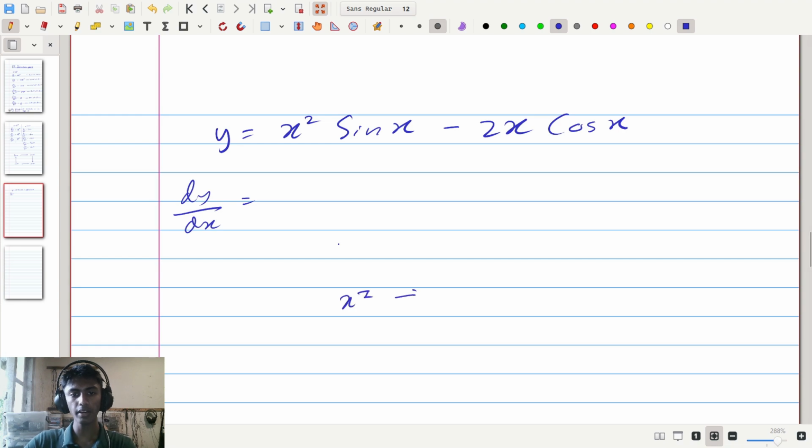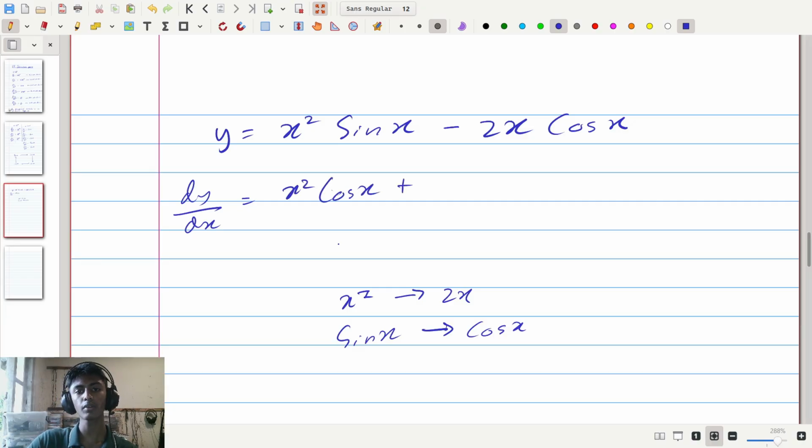X squared when differentiated becomes 2x, and sine x when differentiated becomes cosine of x. Recall that in the product rule, if we have f of x times g of x, its derivative is f of x times g dash of x plus f dash of x times g of x. So therefore what we have here, for the first bit at least, is the first function x squared times the second function's derivative, which is cosine of x, plus the first function's derivative, which is 2x, times the second function, which is sin x.